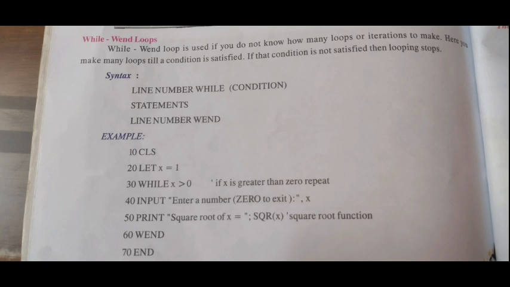For example, what is the square root of 4? It is 2. What is the square root of 16? It is 4. What is the square root of 64? It is 8. What is the square root of 81? It is 9. In the same way we are going to find the square root of certain numbers until the condition is met. When you see the output, you will understand more clearly.